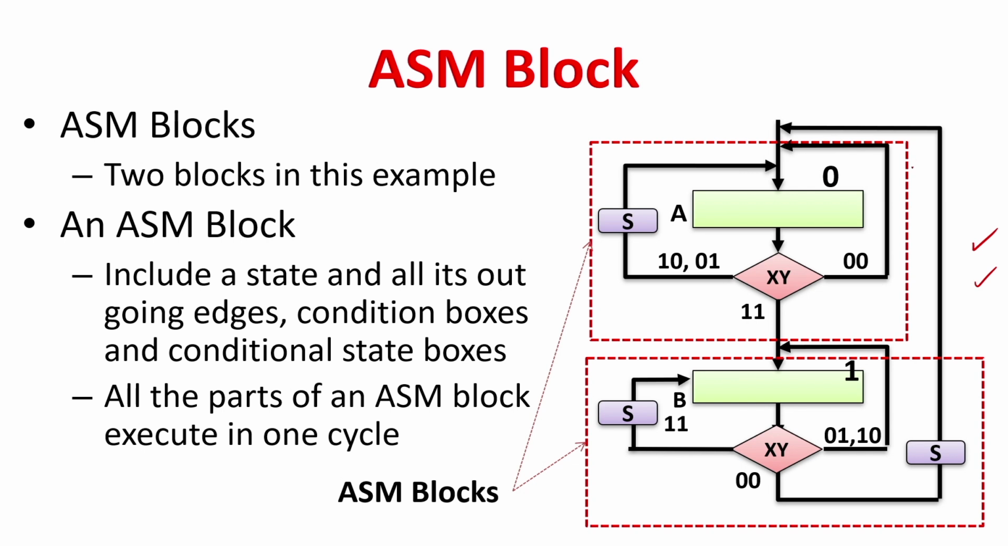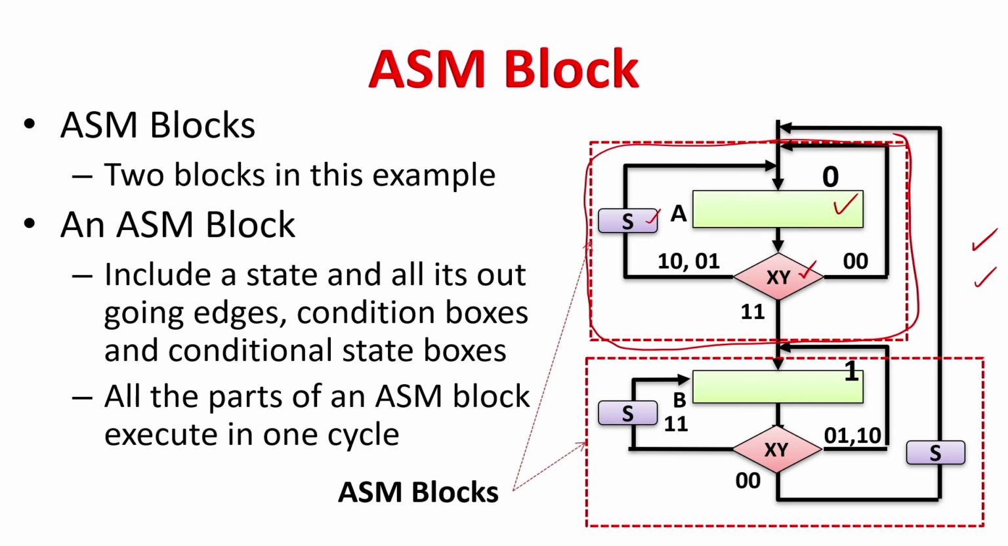So, clearly this red marked one is one block. These are actually one box, one block. So, a state box, its associated condition boxes and its associated conditional state boxes. All three constitute a block, and all parts of an ASM block execute in one cycle.